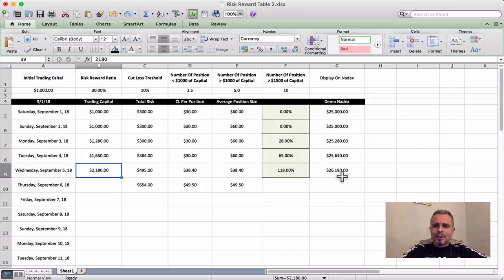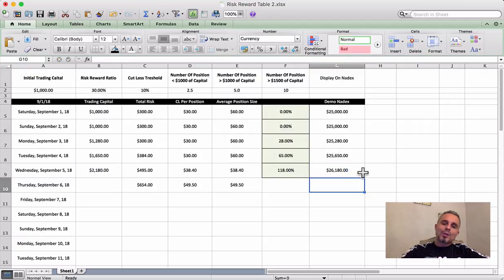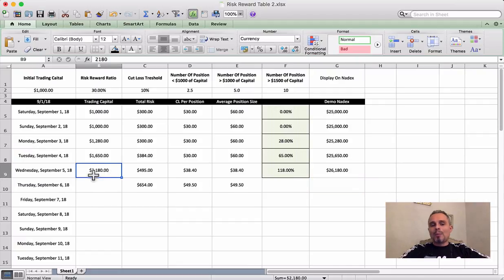Okay. Here on the last column of this spreadsheet, you have the Nadex demo balance, and basically this is how the demo balance is going to show on your Nadex demo account. Remember, we pretend that our initial capital is $1,000, but we can now modify it in our Nadex account. So this is how it reads. And if you are, for example, $20 less, it will read like this, 24,980 and so on. And this is just for your reference, and it'll help you every day.